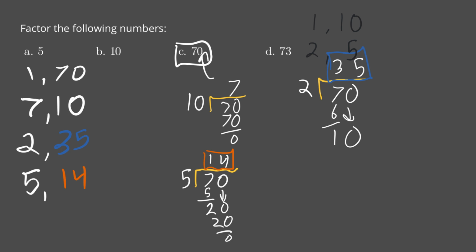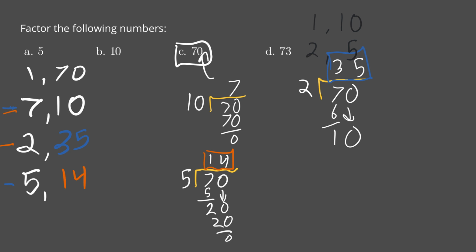And again, we can look at this list. We have 35 in blue and 14 in a reddish orange. 35's factors are 7 and 5, which we already have here and here. And then 14's factors are 2 and 7, which we already have.